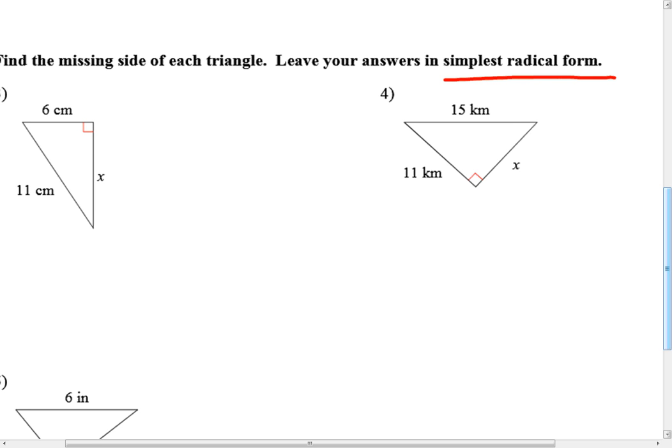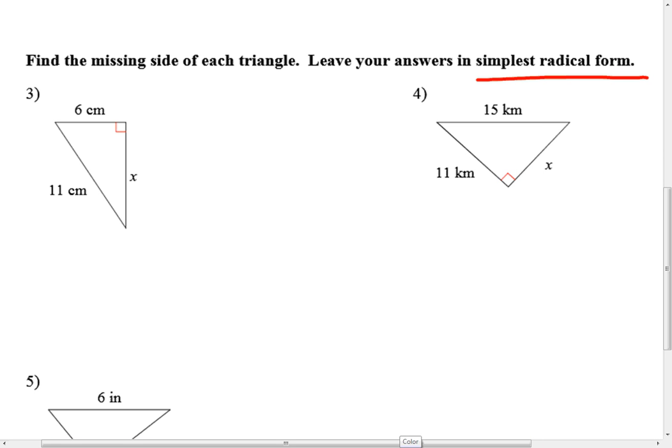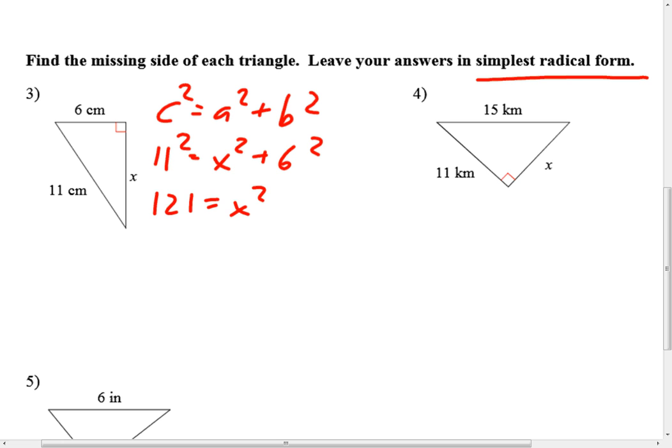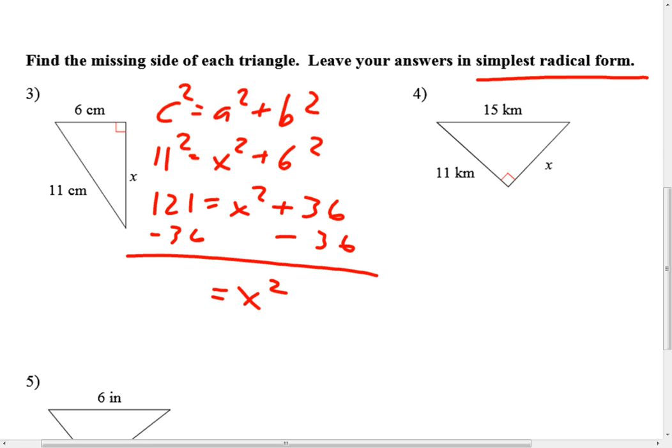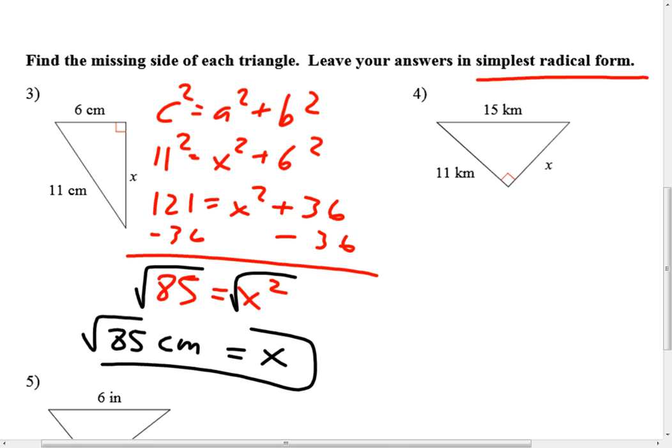This time, simplest radical form. Pay attention to directions on your quiz. That 85. X. To get full credit, square root of 85 centimeters. Even though I'm not asking you to round in this section, do it anyways. Have an idea in your head of what radical 85 is.